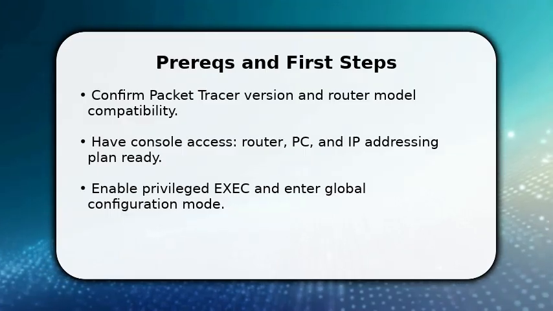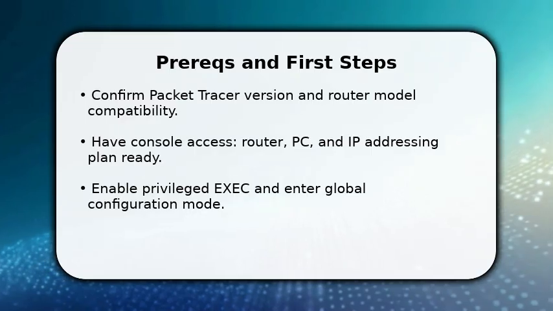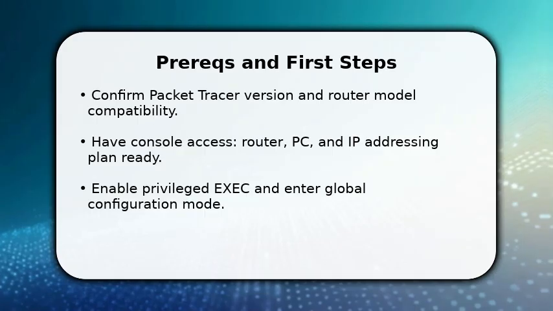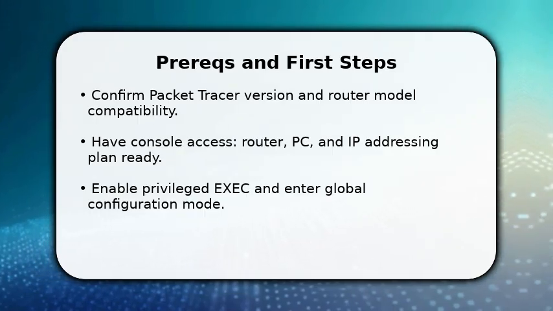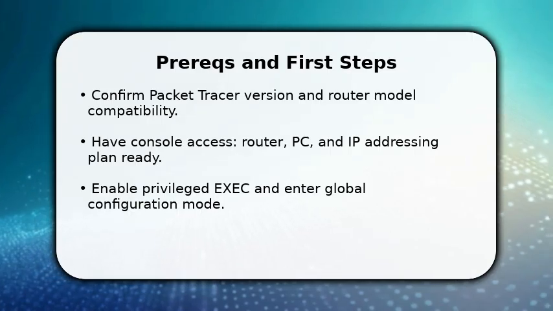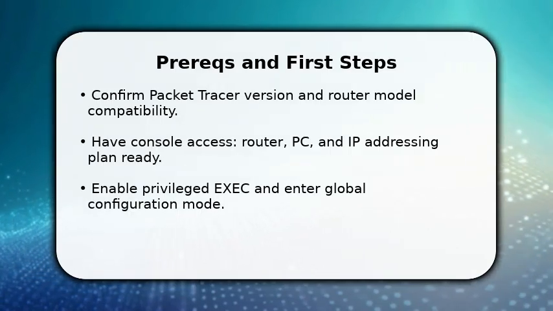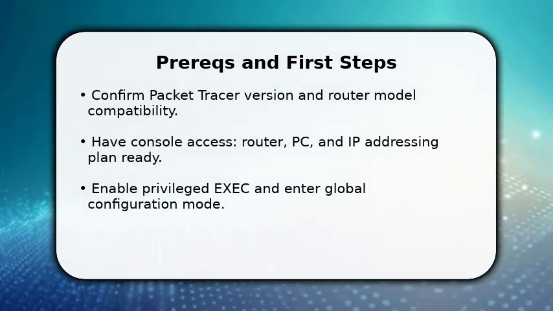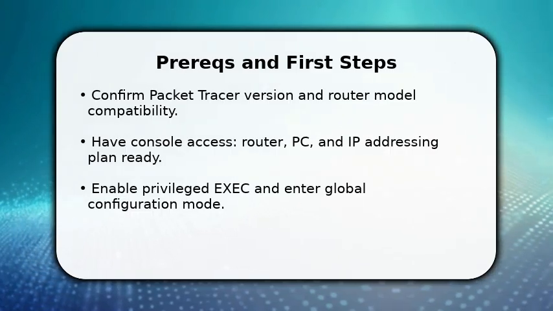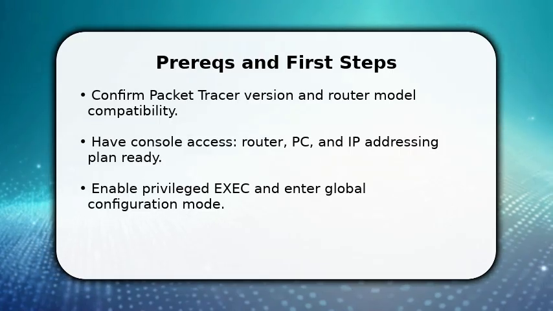You begin by confirming Packet Tracer and router model compatibility because features differ by IOS. Once confirmed, connect via console and load your IP addressing plan. This prevents mid-config conflicts. You then access the router, type enable to get privileged exec, and enter config terminal to start global configuration. Make sure to save the running config to startup later.